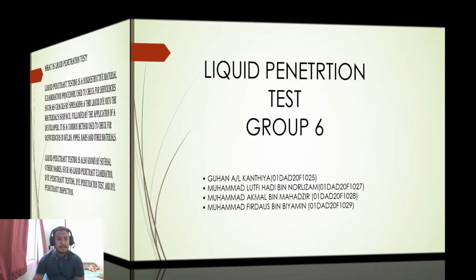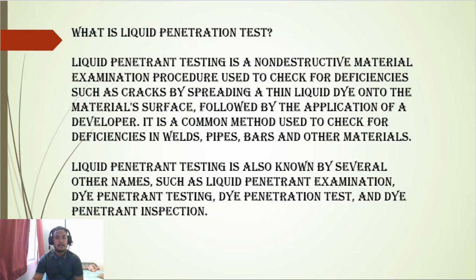So, what is liquid penetration test? Liquid penetration testing is a non-destructive material examination procedure used to check for deficiencies such as cracks by spreading a thin liquid dye on the material surface, followed by the application of a developer. It is a common method used to check for deficiencies in welds, pipes, bars, and other materials. Liquid penetration testing is also known by several other names, such as liquid penetrant examination, dye penetrant testing, dye penetration test, and dye penetrant inspection.